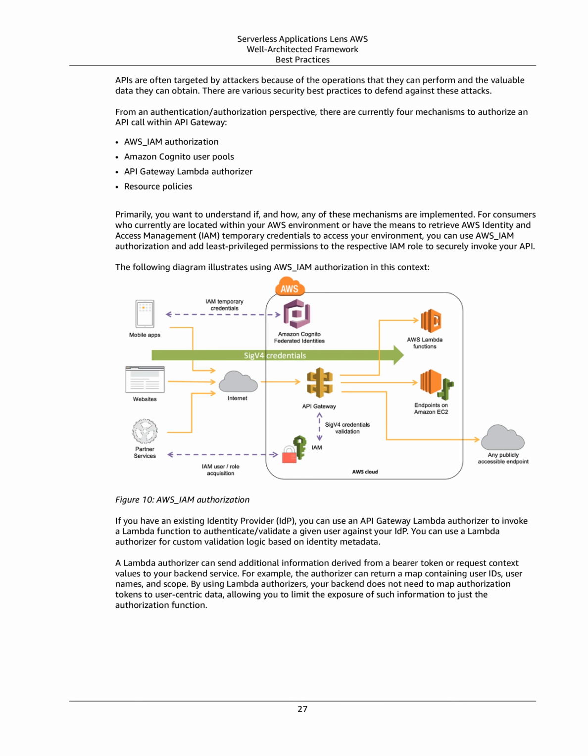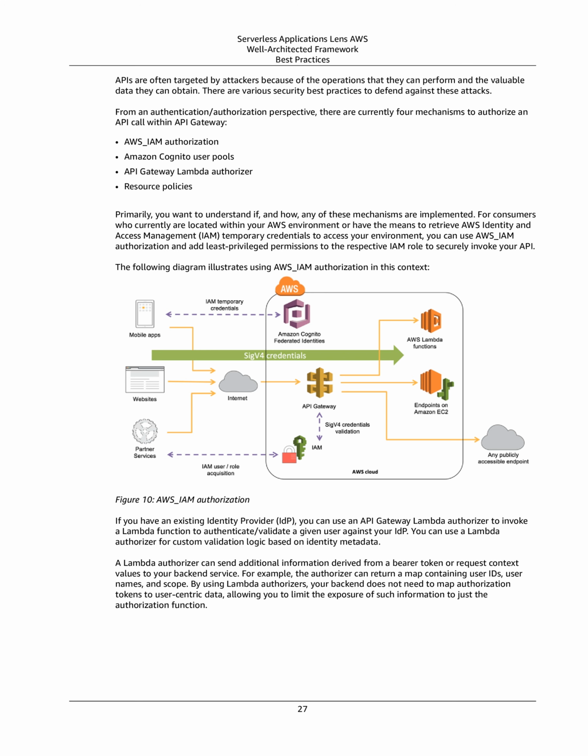For consumers who currently are located within your AWS environment or have the means to retrieve AWS Identity and Access Management (IAM) temporary credentials to access your environment, you can use AWS_IAM authorization and add least privileged permissions to the respective IAM role to securely invoke your API. The following diagram illustrates using AWS_IAM authorization in this context.